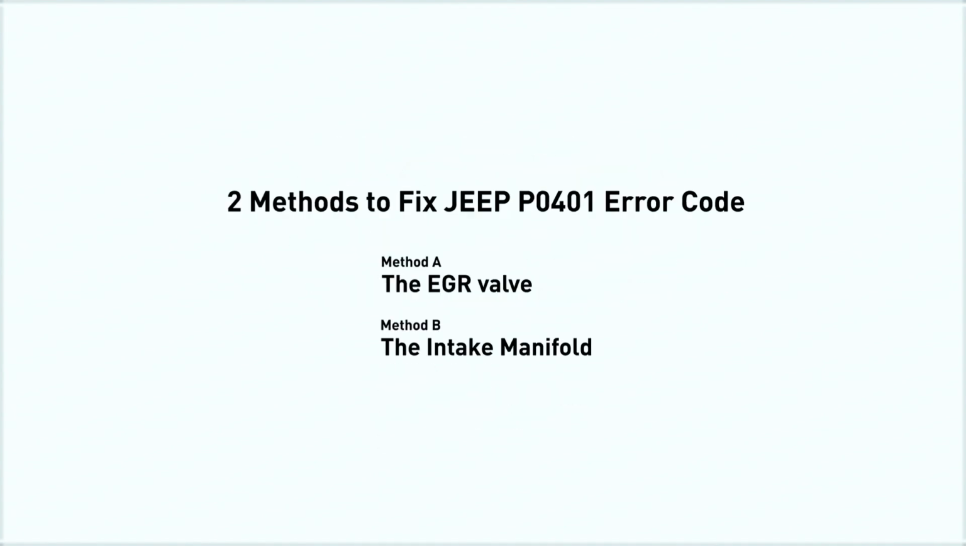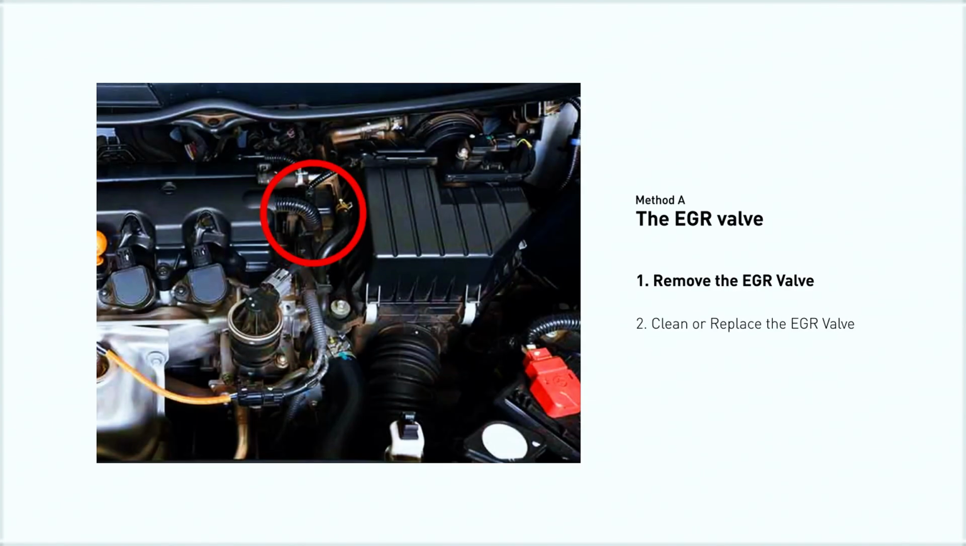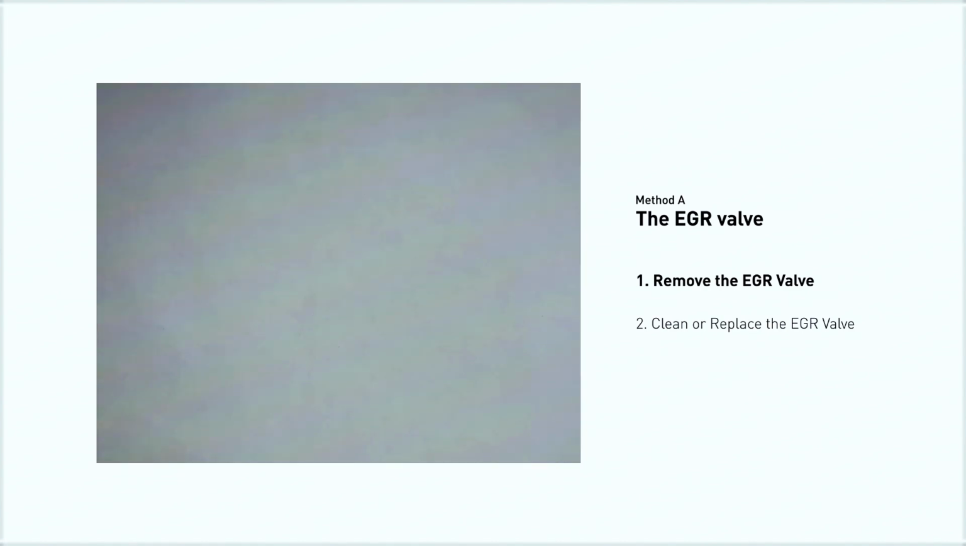Here are 2 of the most practical solutions to fix Jeep's P0401 error code. Method A, the EGR valve. Looking at the engine from the front, the EGR valve is located towards the rear of the engine just to the right side of the center.